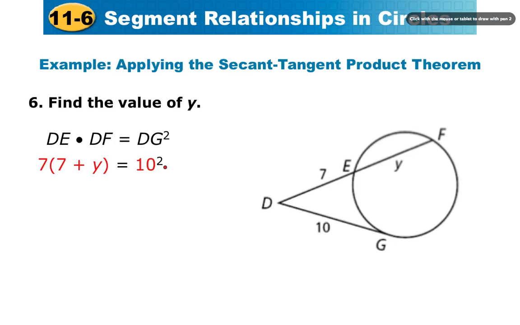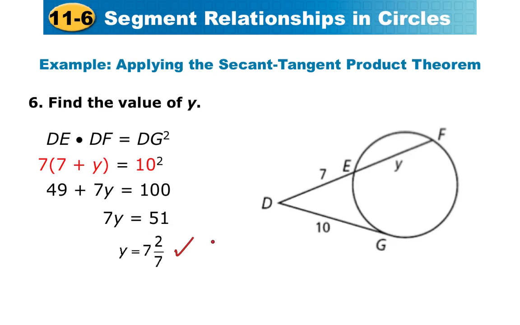Once we distribute the left side and we square the right side, this is what you get. Take away 49 from both sides. And then at this point you want to divide both sides by 7, and you can leave this as a mixed number, 7 and 2 7ths. And this is the end of this section.